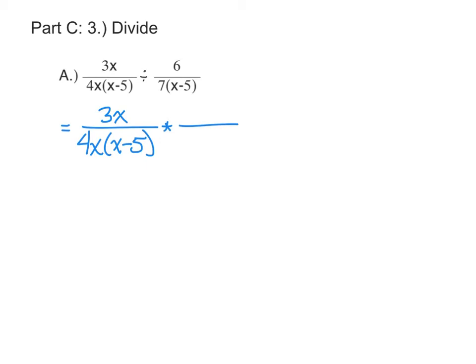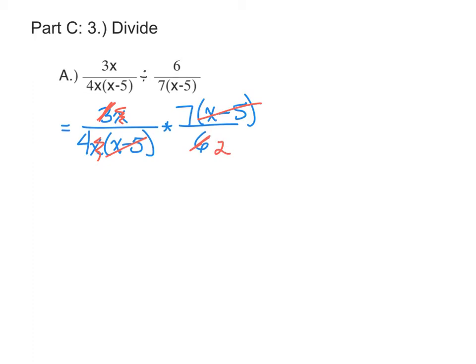And instead of multiplying by this fraction, we're going to multiply by its reciprocal. That means that the 6 is going to go in the denominator, and the 7 times x minus 5 will go in the numerator. Now that it's a multiplication problem, we're going to go through and cancel common factors. X minus 5 stands out to me, so do the two x's, and then there's also this 3, which is a common factor of 6, and that'll leave us with 2.